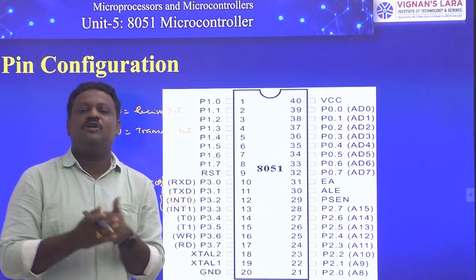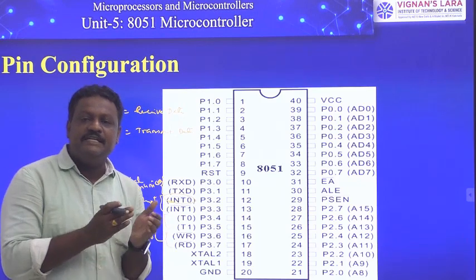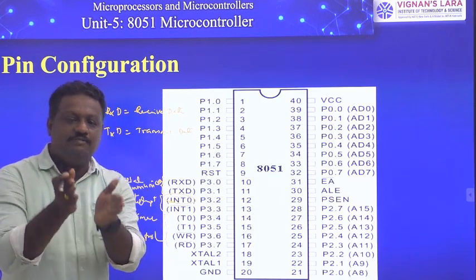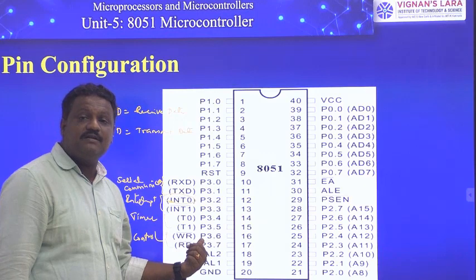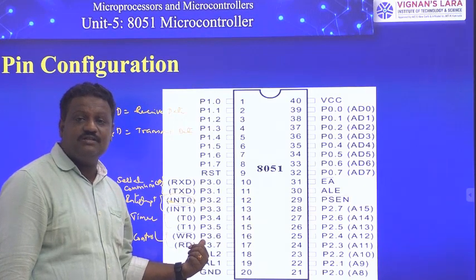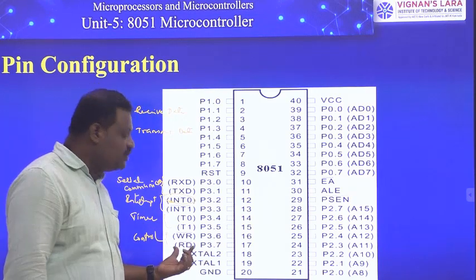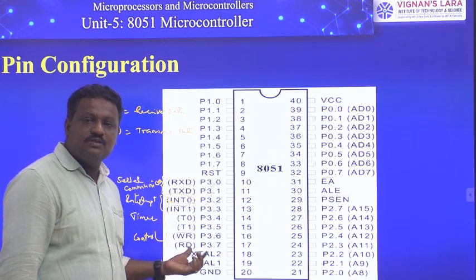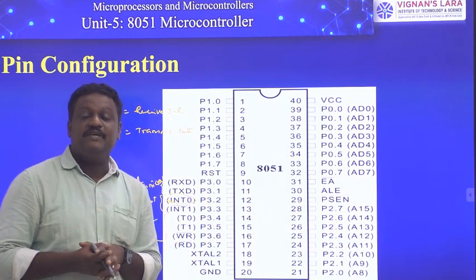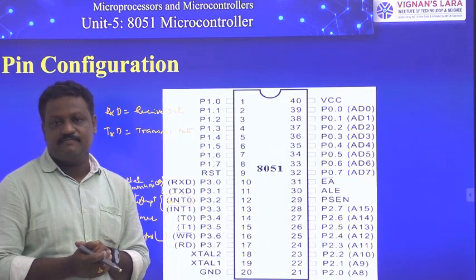If your controller wants to do a write operation on a selected device or selected location, it will issue WR bar. If it wants to do a read operation, it will issue RD bar. So these are the two signals we consider as control signals.